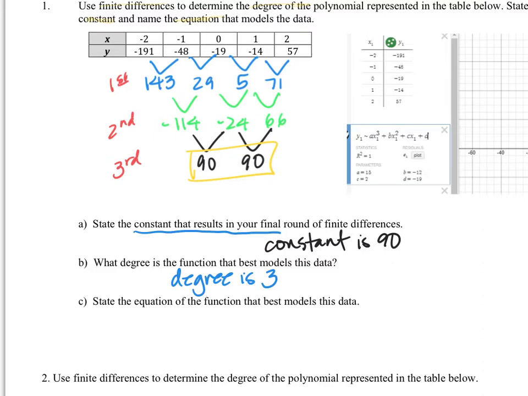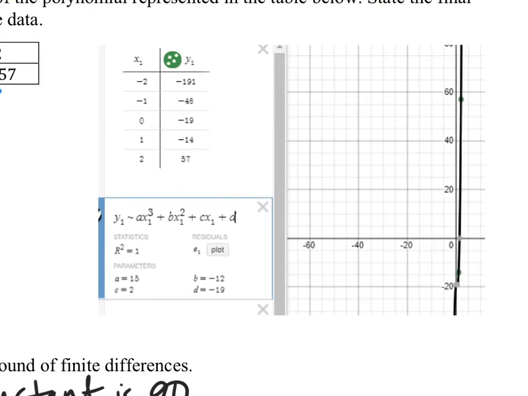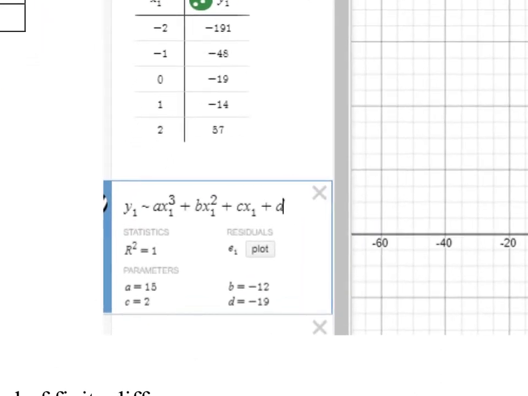The next thing it says is to state the equation of the function that best models the data. So when we're looking at this, we need the equation and we need it to model the data. If you see something like that, we need to realize it is a regression model. What I put in here was the Desmos version of that. You need to make sure you enter the x1 and the y1s from that table of values. We put the variables as x1 and y1s.